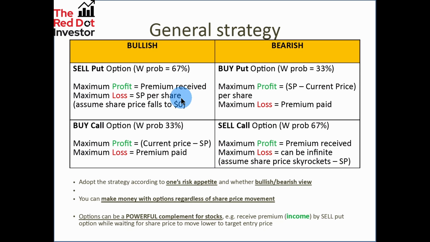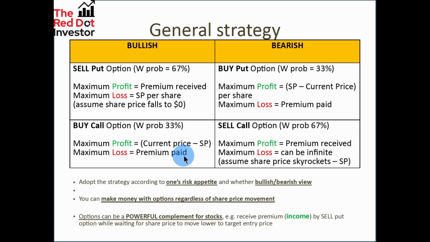the scenario that we explained earlier, we could also buy a call option, and this one only has a win probability of 33%. Why 33%? Because only when the share price moves up, then this trade will be a winning trade. And there is only one scenario out of 3 scenarios. The other 2 scenarios being the share price is ranging or the share price moves down. So it's 1 out of 3 scenarios, so 33%. So the maximum profit in this case would then be the current price minus the strike price. And the maximum loss would then be the premium paid upfront.